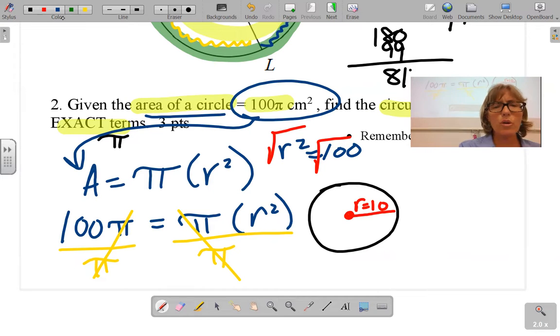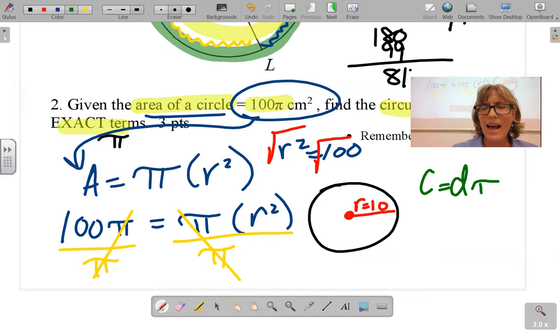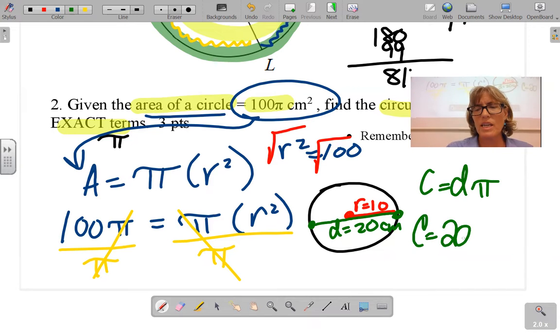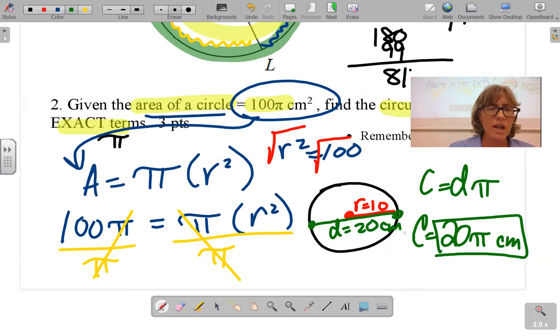We come over here, we want the circumference. C equals d pi, I see d pi. We need the diameter. So if the radius is 10, the diameter is going to be 20 centimeters. So exact term is going to be 20 pi centimeters, and you're done. Area would be squared centimeters, but circumference is only length around, so therefore it's only one dimension.